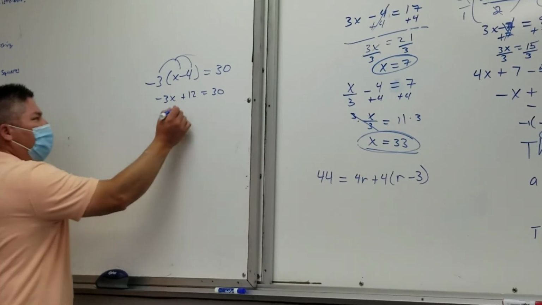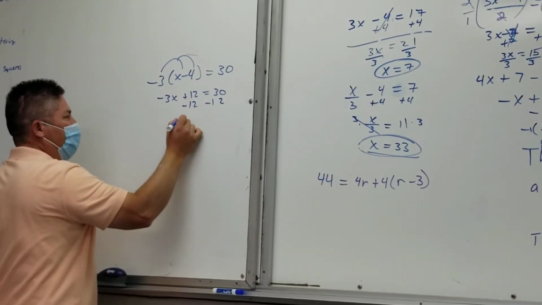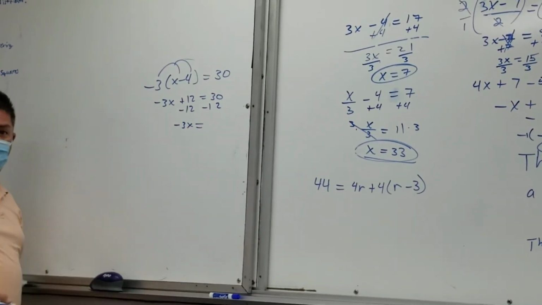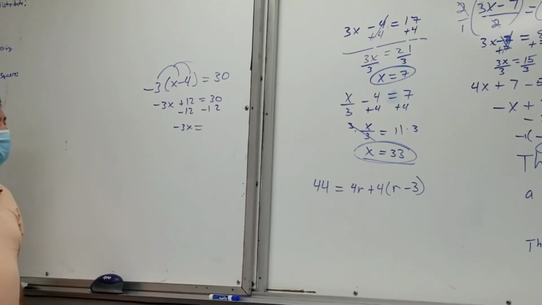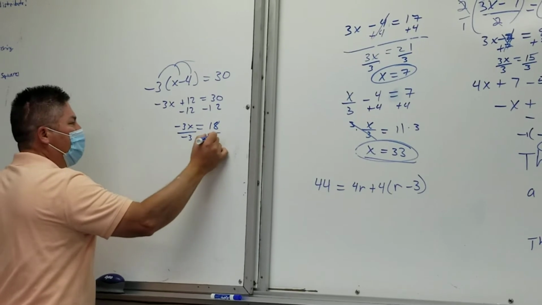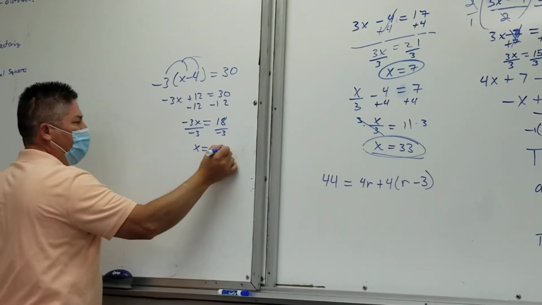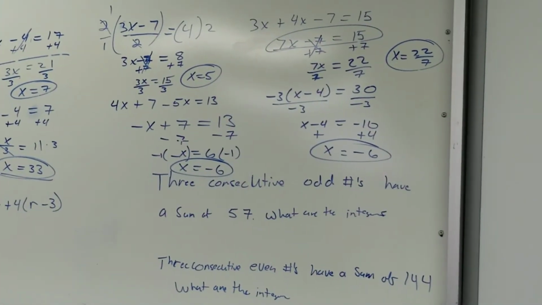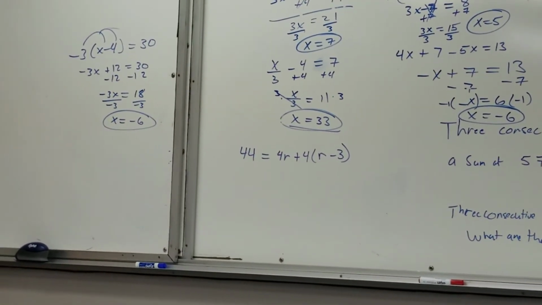Minus the 12, good. And what do I get? -3x equals, what's 30 minus 12? What's 30 minus 10? 20. 20 minus 2 more is 18. Divide by -3. What's 18 divided by -3? -6. Would you get the same answer? Yeah, you get the same answer either way. But that's what you can do.